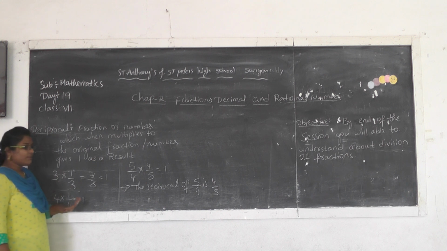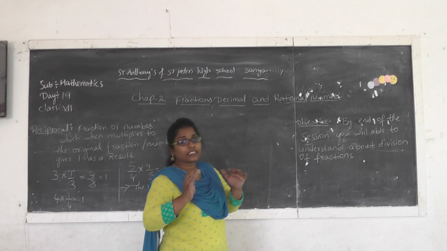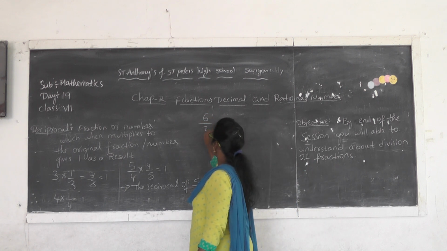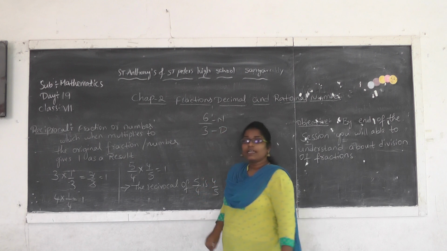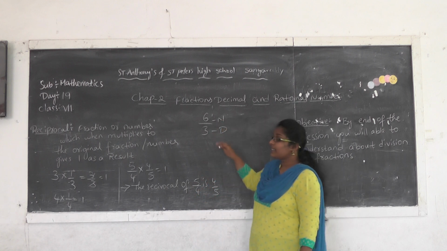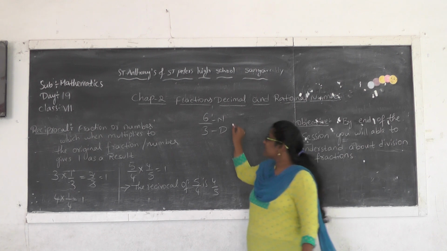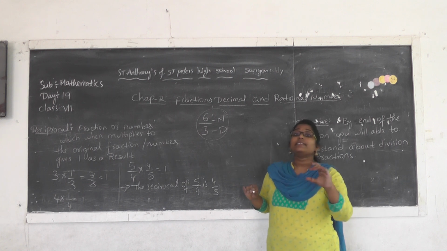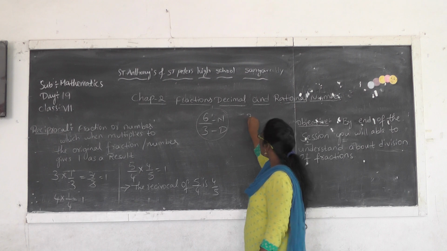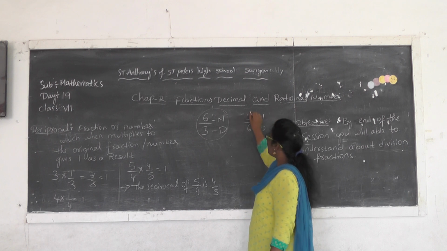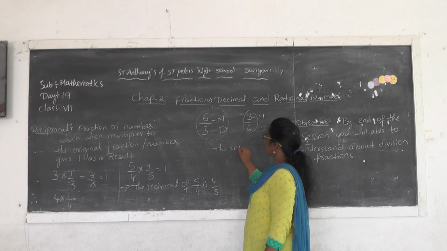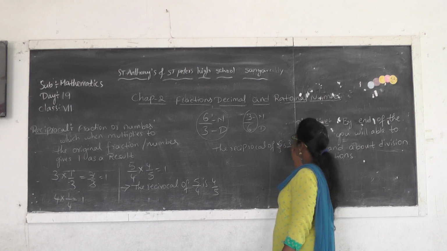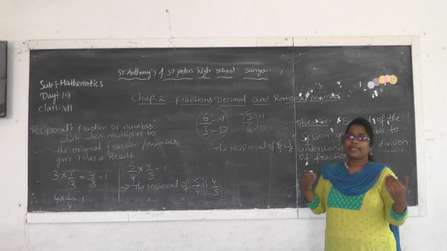To understand reciprocal simply, it is just interchanging the numerator and denominator. For example, let me take 6 by 3. Here 6 is the numerator and 3 is the denominator. If you want to write the reciprocal of 6 by 3, what we have to do? We just have to interchange the terms. That means 3 should be the numerator and 6 should be the denominator. Now the reciprocal of 6 by 3 is 3 by 6, just interchanging the numerator and denominator.